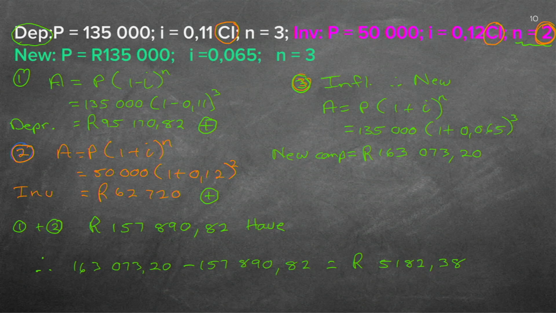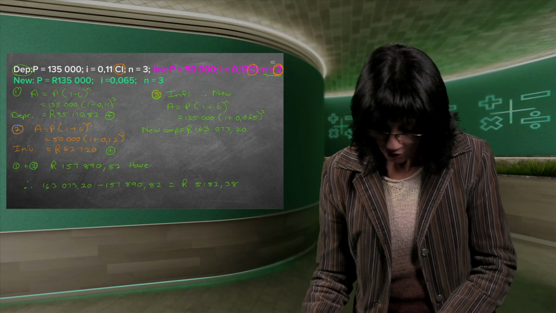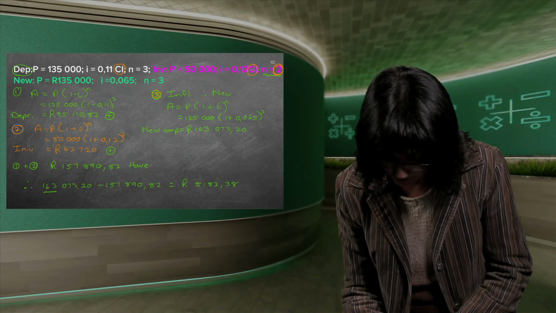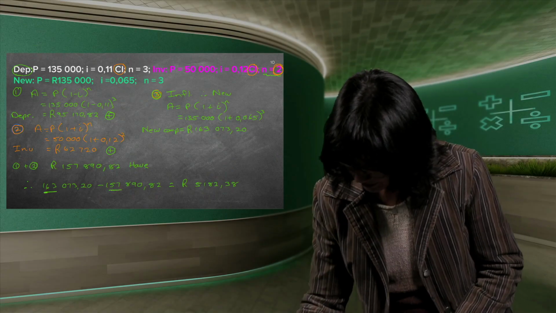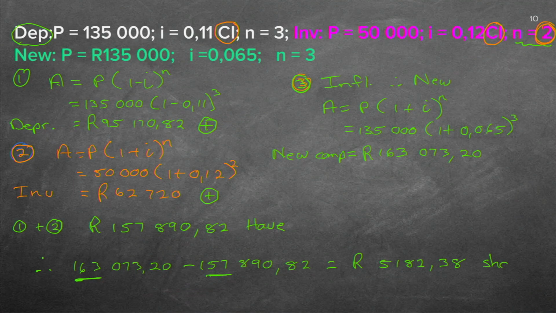You do that just on your calculator. So am I short? This amount is higher than that amount. So I am short. I don't have extra. I am short of that amount. And that is what they asked.